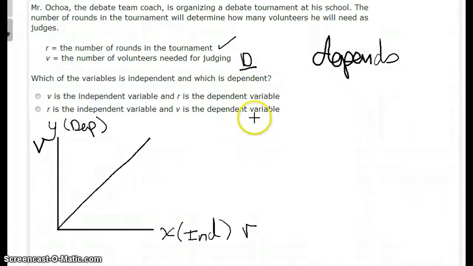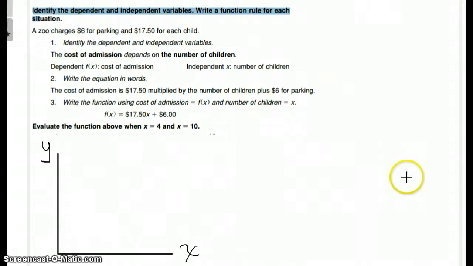Okay, so let's move on to another. Okay, so here we're going to identify the dependent and independent variable, and this time we're going to write a function rule for the situation. So a zoo charges $6 for parking and $17.50 for each child. And they want us to identify the dependent and the independent variable. So the cost of admission depends on the number of children. So which one is the independent? Well, the cost depends on the number of children.